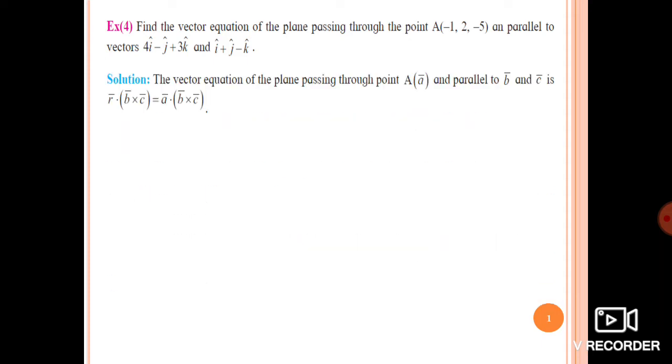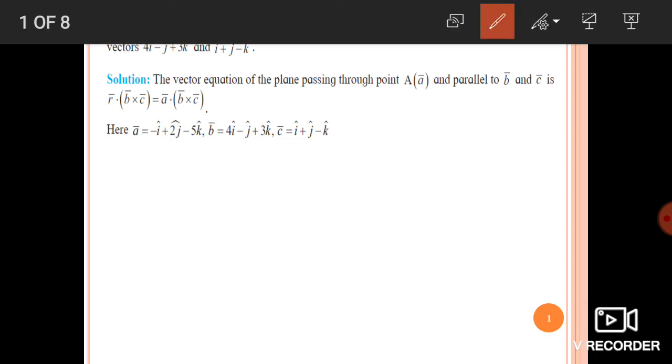We know that the vector equation of a plane passing through point A and parallel to b bar and c bar is r bar dot b bar cross c bar equal to a bar dot b bar cross c bar. We have three vectors a bar, b bar and c bar. You can see the vectors as given.